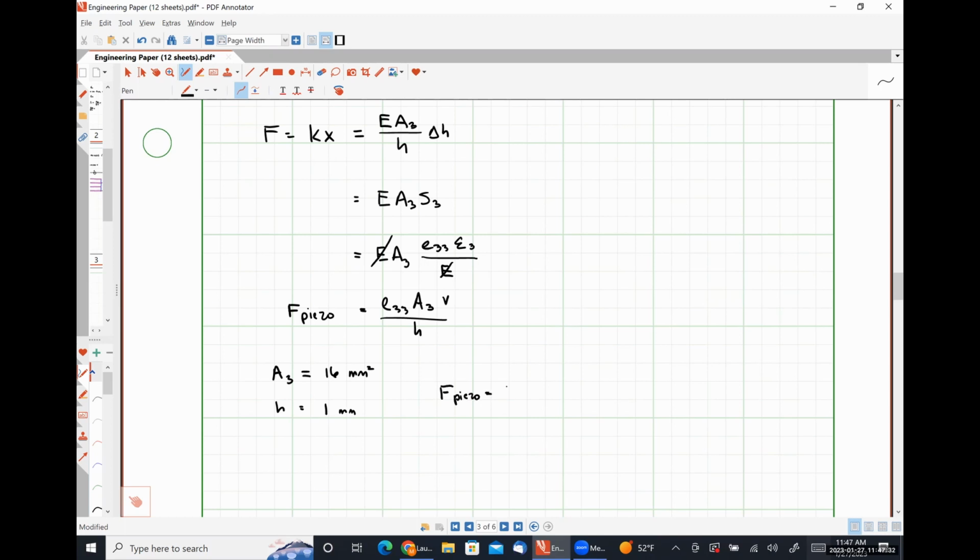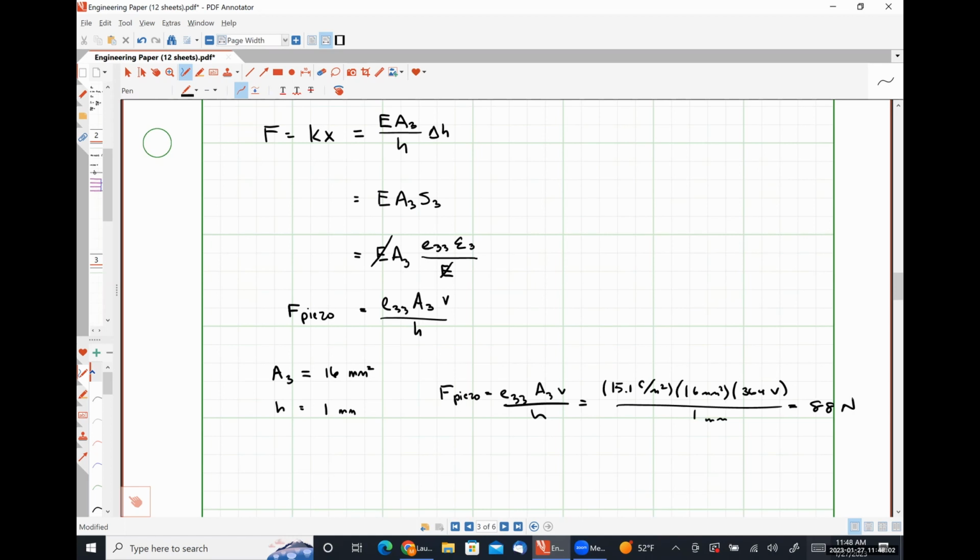Our force is just going to be E33 A3 V over H. So 15.1 coulombs per meter squared, 16 millimeters squared, 364 volts. Is it 364? Oh, yeah. Over 1 millimeter. This will come out to be 88 newtons.